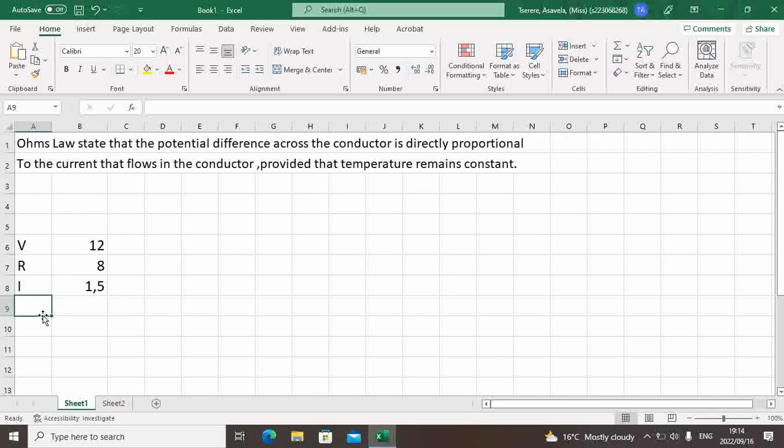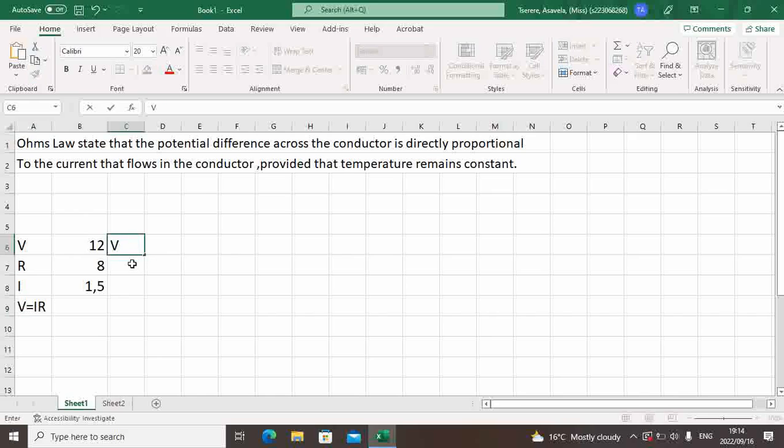Okay, here's the mathematical formula for Ohm's law, where the voltage is measured in volts, the resistance is measured in ohm, and the current is measured in ampere.